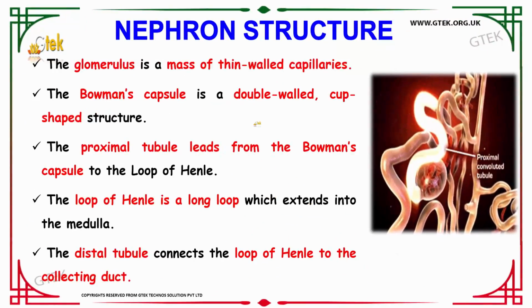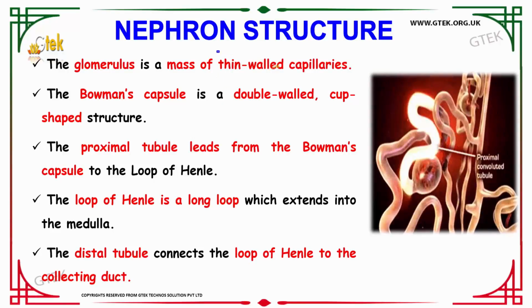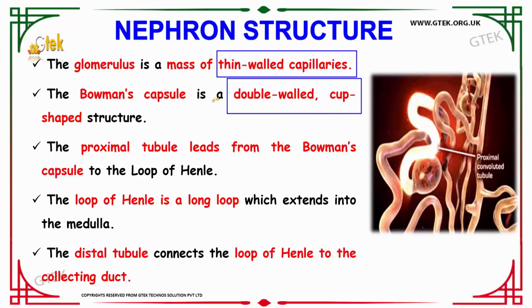Your glomerulus is a mass of thin-walled capillaries where the filtration takes place. Following your glomerulus, it is situated in your Bowman capsule, and your Bowman capsule is a double-walled cup-shaped structure, and it has the glomerulus, which is having the capillaries.